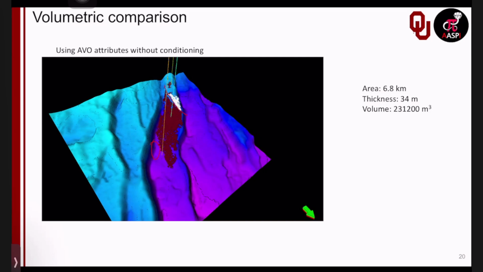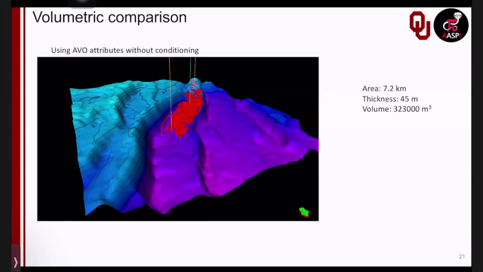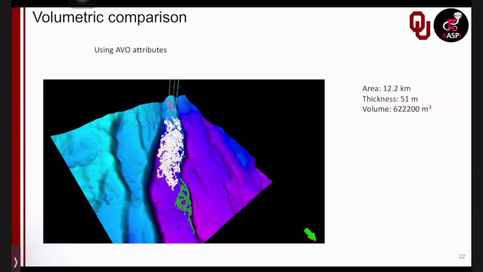And the area is 6.8 square kilometers, and in contrast, without conditioning, it's 7.2. Of course, these two areas are increasing the area, and if we only use single trace attributes, we have all this increase in the area, which is not representative of the reservoir. It's defining the fault well, but again, it's increasing the area and the thickness.